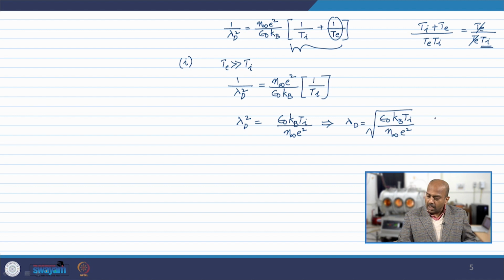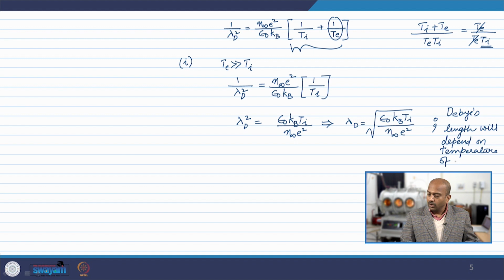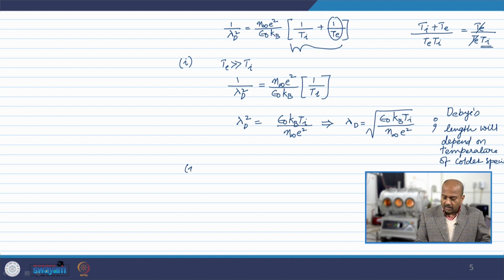So, that means the Debye length, we will write it here, the Debye length will depend on the temperature of the colder species, isn't it? This is a remarkable result actually.